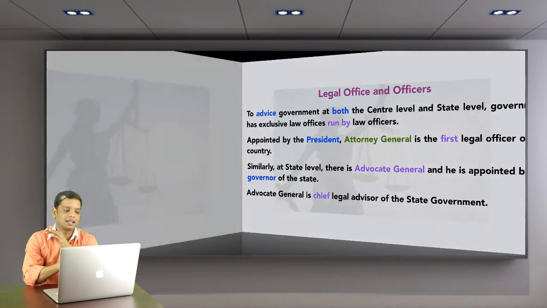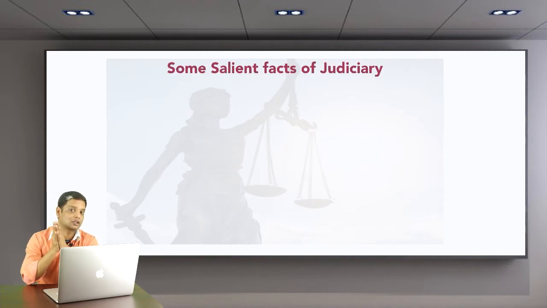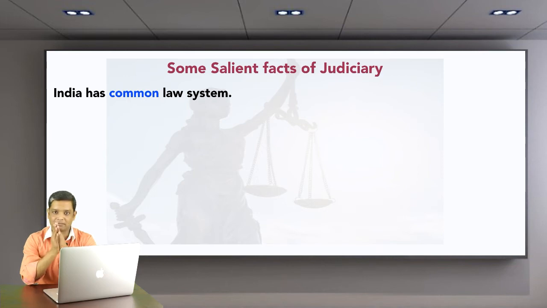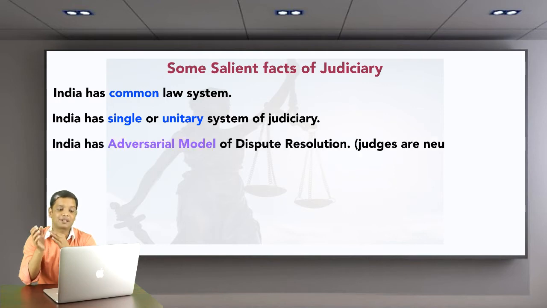Our next topic is some salient facts of the judiciary that we have already discussed. So let's check them out. India has a common legal system. We have studied it in our 11th class as well. India has a single or unitary system of judiciary. India has an adversarial model of dispute resolution in which judges are almost neutral, and this term we have discussed.